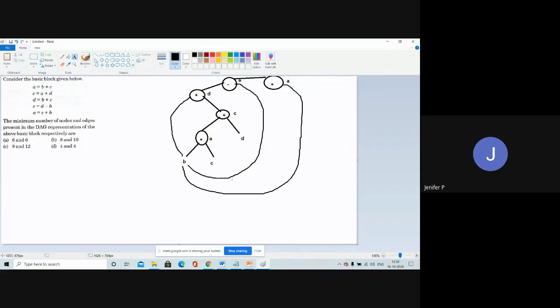Yeah. So here how many nodes are present? Minimum number of nodes and edges. So how many nodes? 1, 2, 3, 4, 5. Then 6, 7, 8. இது பாருங்க nodes 1, 2. இது node தானே? Leaves node தான். So 1, 2, 3, 4, 5, 6, 7, 8. So automatically your answer will be what? 8, 10. 1, 2, 3, 4, 5, 6, 7, 8, 9, 10. Okay, so your answer will be 8 and 10.